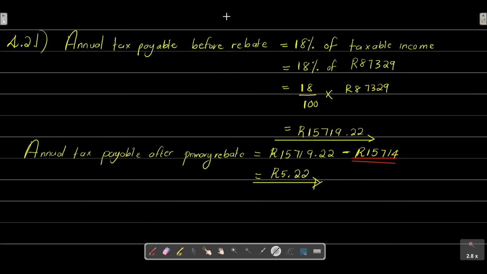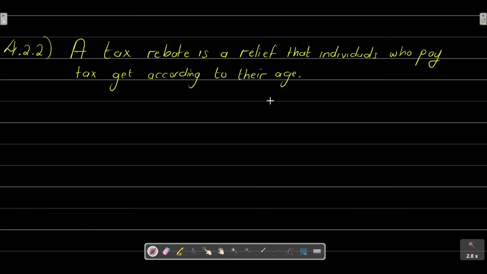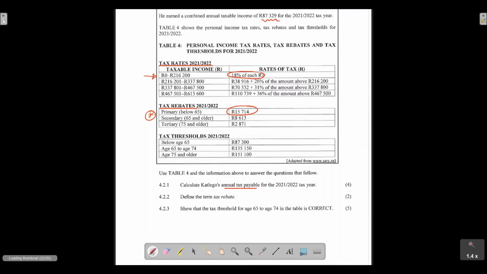All right, so let's write that down. A tax rebate is a relief that individuals who pay tax get according to their age. Let's have a look at the final question. Question 4.2.3 says, show that the tax threshold for the age of 65 to 64 in the table is correct. In this question, we want to show how they got to this amount of 135,150. We want to verify whether this value is correct.